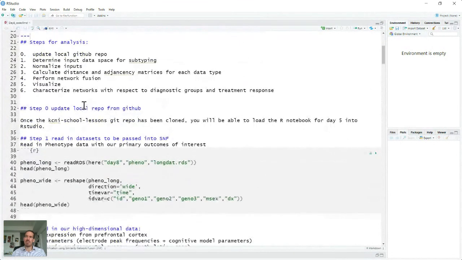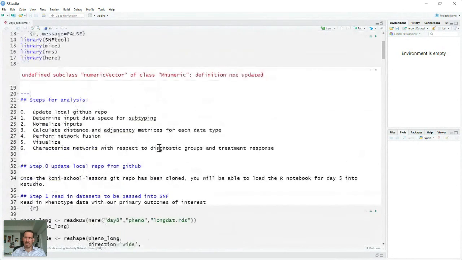So the steps: updating the local repo from GitHub. So Aaron's reminding you, if you're using Docker, pull the newest version of the Docker. I don't know, they might have been updated with a few packages. I think these packages should still be there.